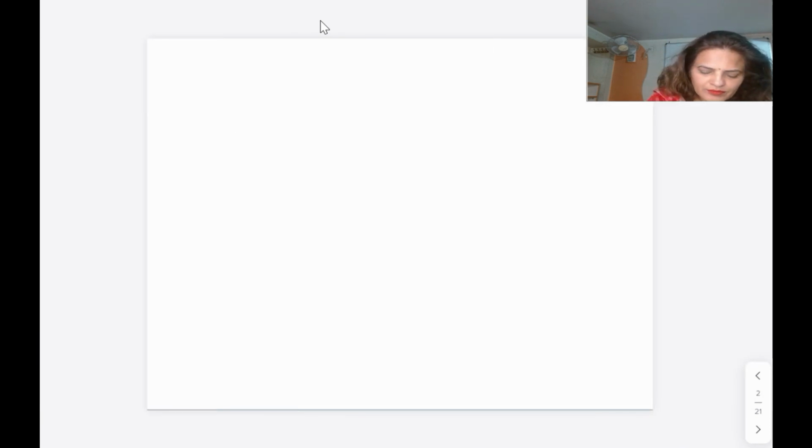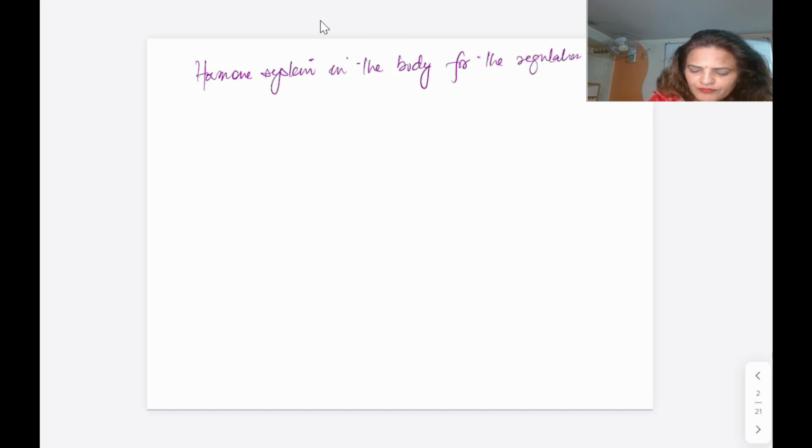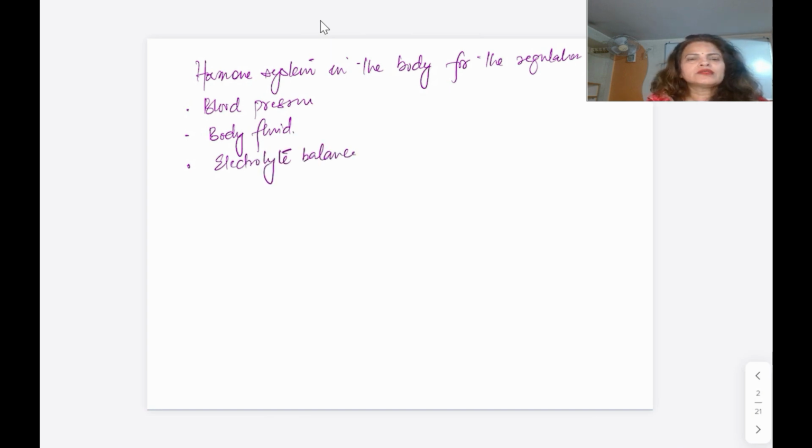It is a hormone system in the body for the regulation of blood pressure, then fluid, body fluid, and electrolyte balance. Now, what are all the things involved for the regulation?